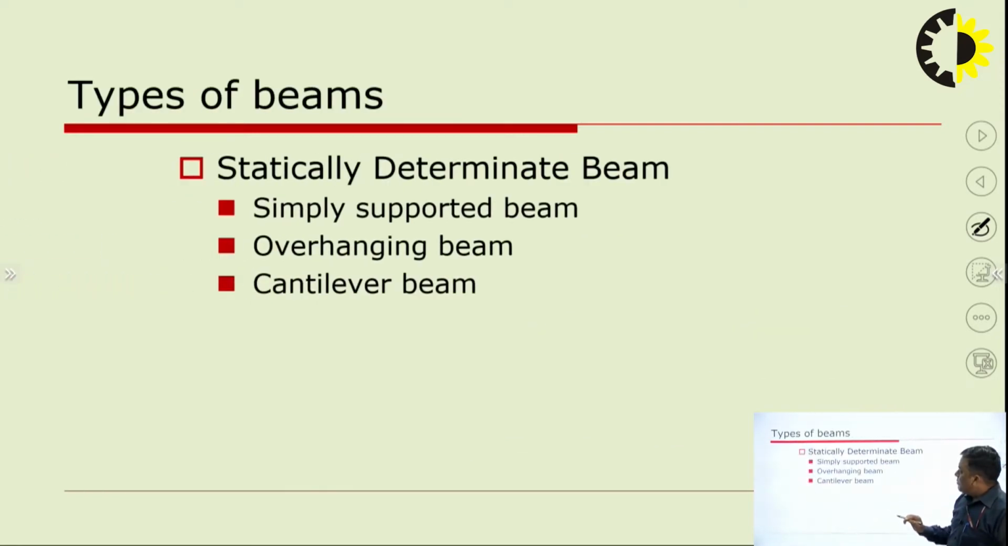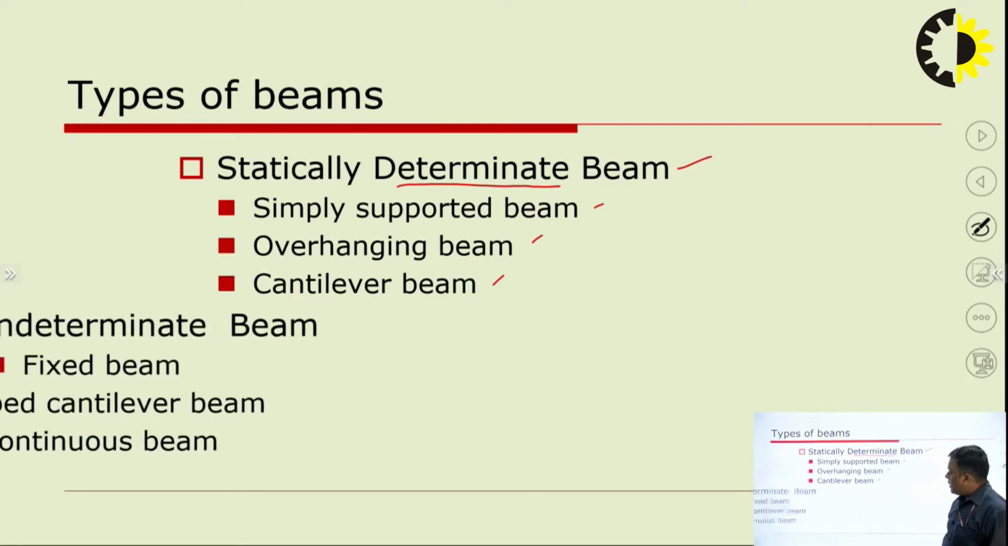Then different types of beams, statically determinate, based on number of equations. For a two-dimensional force analysis of a beam, we have three conditions of equilibrium: sigma Fx equal to 0, sigma Fy equal to 0, and moment about some point, sigma M equal to 0. If the number of unknown reaction forces is within 3, then we can call these beams statically determinate, as we can determine the unknown reaction forces through static equilibrium conditions. There are three beams in the category of statically determinate: simply supported, overhanging, and cantilever beam.